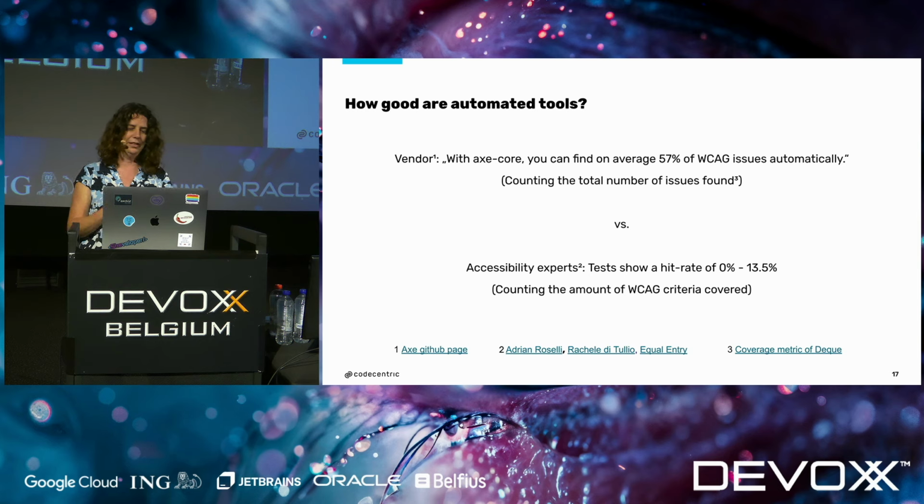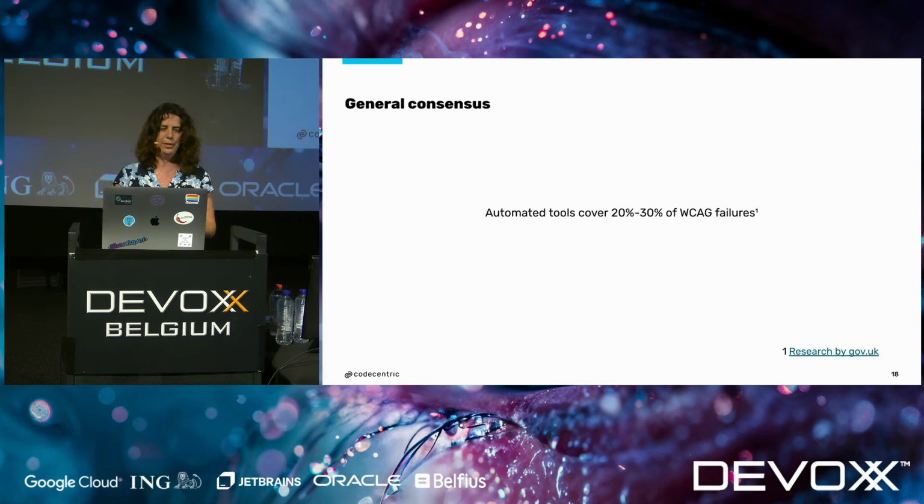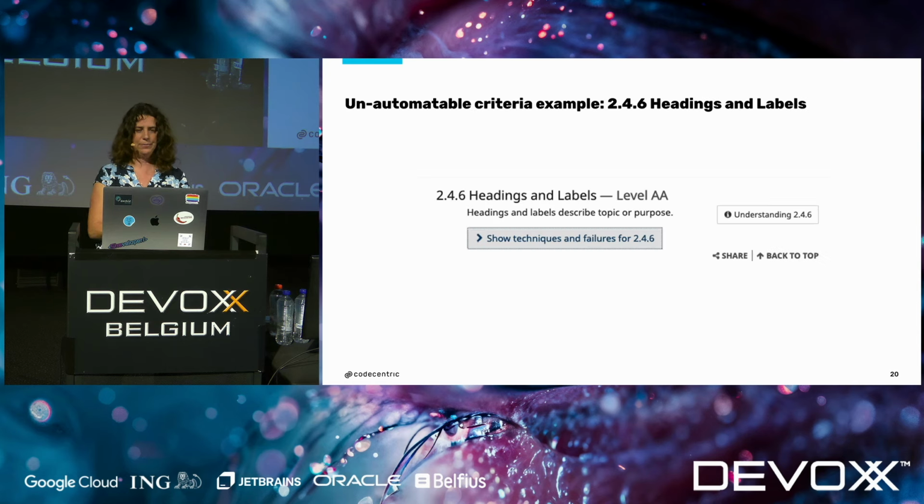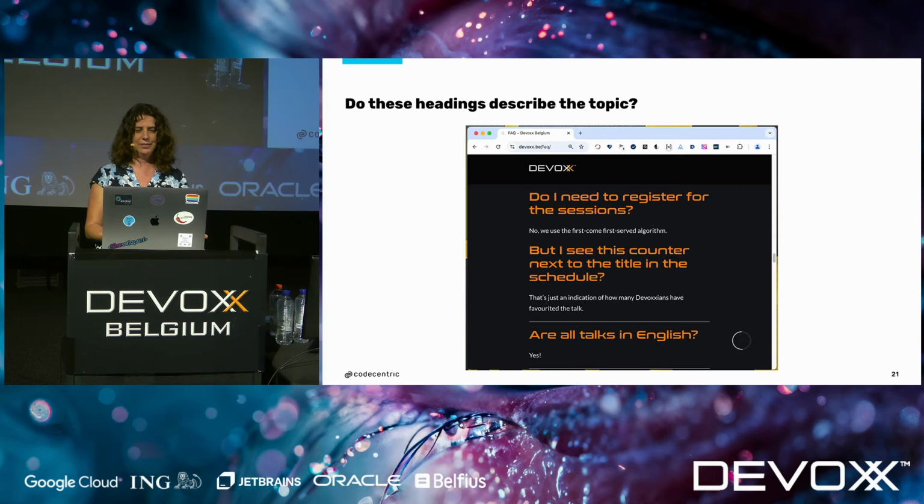In this debate, there's no clear winner in the end. There's only a consensus which is reached in the community that these tools can cover between 20 to 30% of the WCAG failures. And yeah, it is quite low, I'm afraid. But nevertheless, why is it so low? Yeah, we have some criteria which are not automatable, so it's actually not possible to reach 100%. One example for this would be this criterion here, which says headings and labels describe topic or purpose. Right. So if you have a page like this, this is the Devoxx FAQ page, and the tool cannot decide if these headings describe the topic or purpose of the thing that they're heading. Only the creator of the page can decide this at this point.